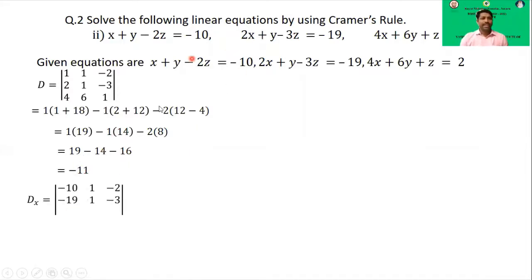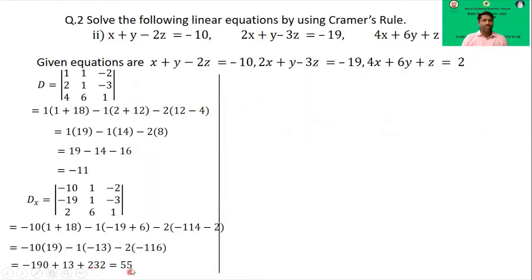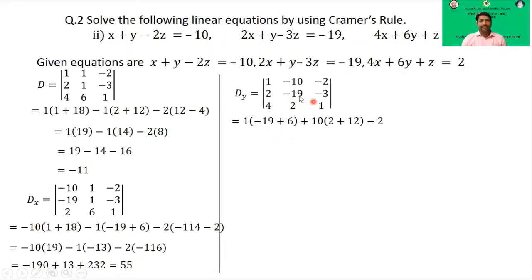Now dx: replacing the coefficient of x by the constants, that is minus 10, minus 19, 2. So here again the expansion of determinant dx. So we have 19 into minus 10, minus 13 into minus 1, and minus 116 into minus 2. So this value is 55. Now dy. So the expansion of this determinant is again minus 19 plus 6, minus of minus plus 10, 2 plus 12, minus 2, 4 plus 76. So this value is minus 33.